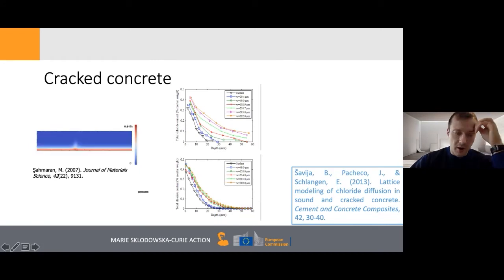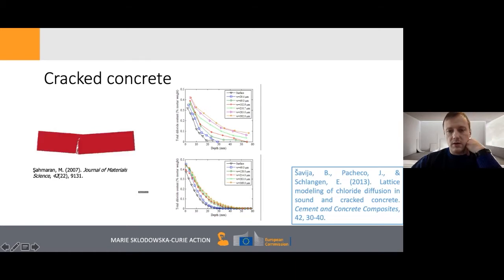where we simulated specimens cracked in 4-point bending with different crack widths. This is our experiment, actually experiments from this paper. And this is the simulation. So we see that the wider the crack is, the more chloride penetration we have, roughly.